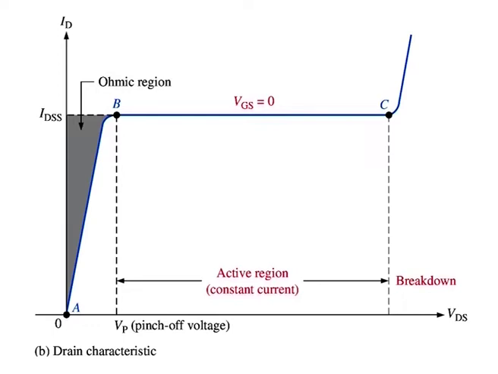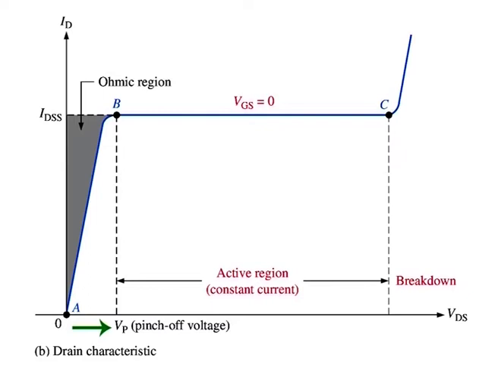For VGS equal to 0 volts, the value of VDS at which ID becomes essentially constant, point B on the curve in the figure, is the pinch off voltage Vp. For a given JFET, Vp has a fixed value.